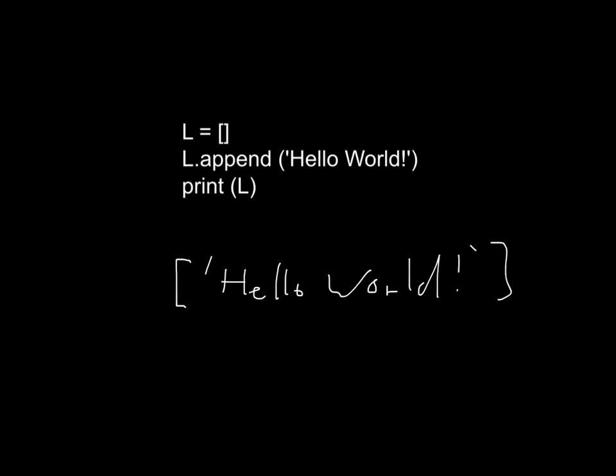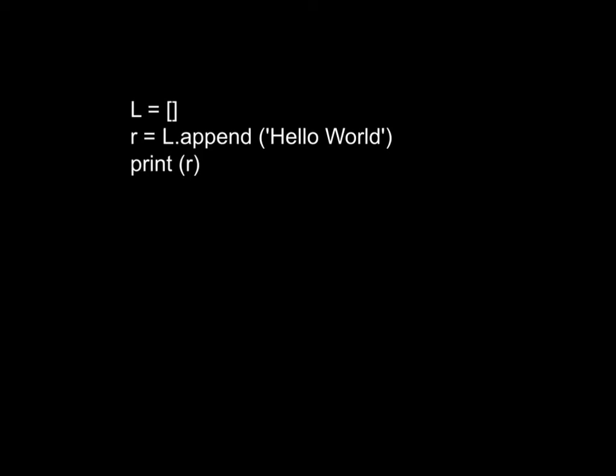Now, what happens with the append is it takes in an empty list, modifies that empty list, and adds an element of hello world to it, and returns nothing, because there's nothing to return, because it's modifying the list. So we don't need to return anything from the list. So let's look at what happens when we do this.